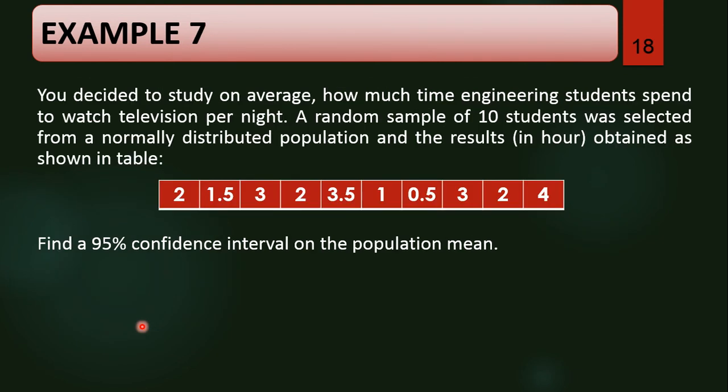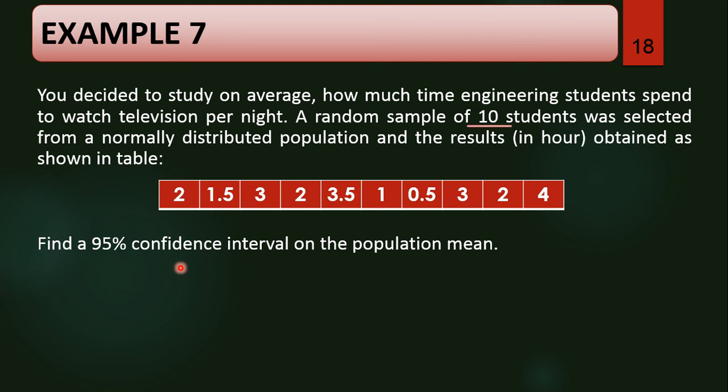Okay, for this example, you are given the data. You decide to study on average how much time students spend watching television per night. Our random sample is 10 students, and the result is given in this table. In this question, n is given as 10. You are not given the sample mean, and you are not given the standard deviation for the sample, meaning you need to figure them out by using the data before finding the confidence interval.